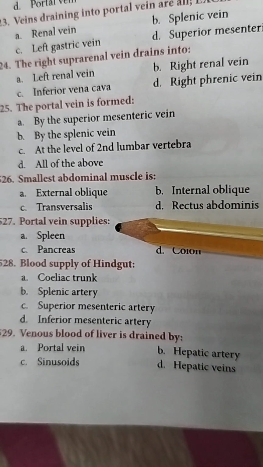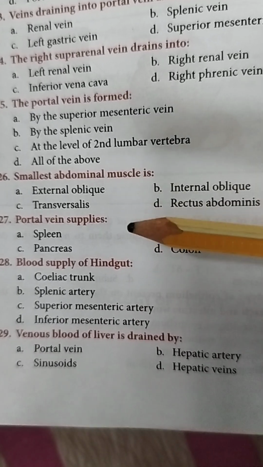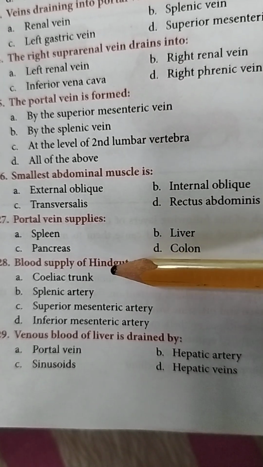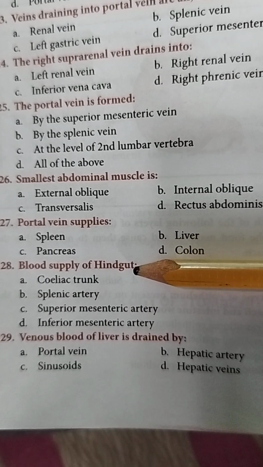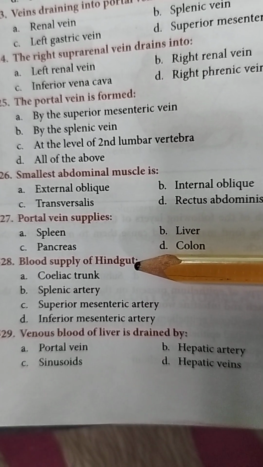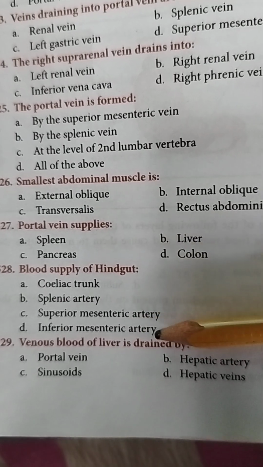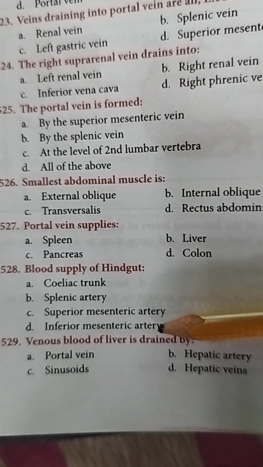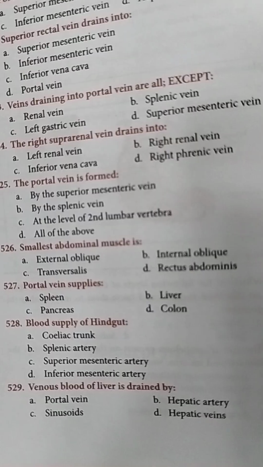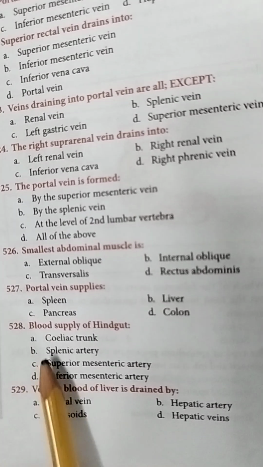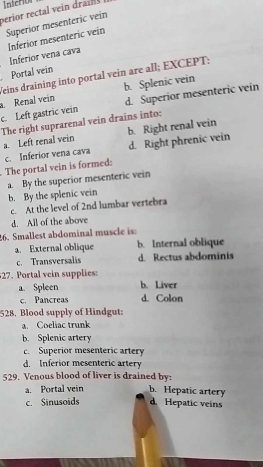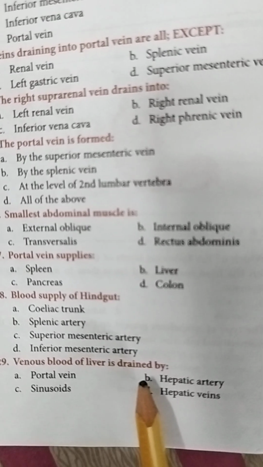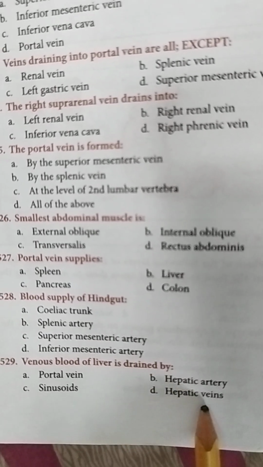Portal vein supplies liver. Blood supply of hindgut: inferior mesenteric artery. Venous blood of liver is drained by hepatic veins.